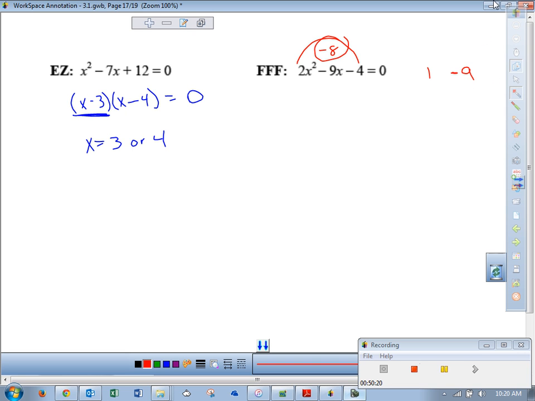Oh, multiples of 8, sorry. Multiples of 8, 1 and 8, but one of them has to be negative. Neither one of those add together to be negative 9. I think I did this backwards. Multiples of 8, 2 and 4, one of them has to be negative. Not going to happen. Another typo on my part.